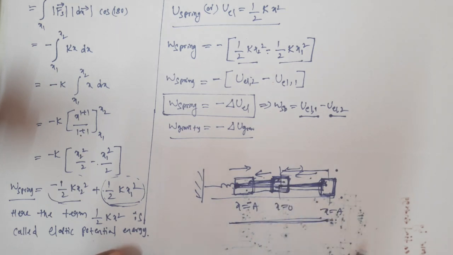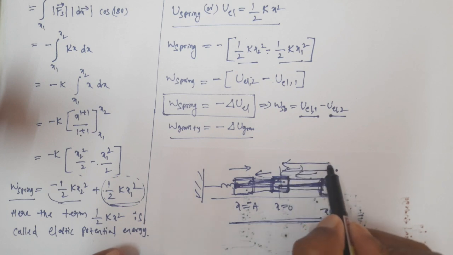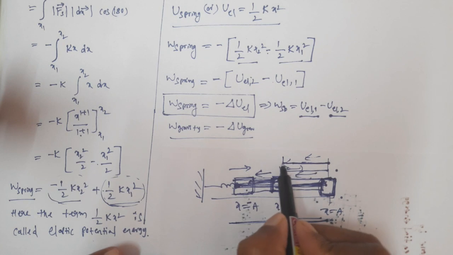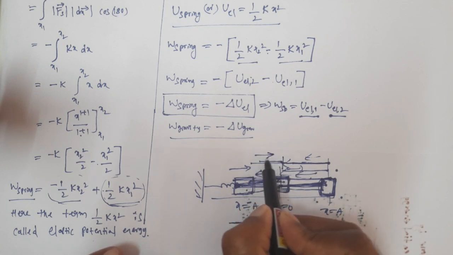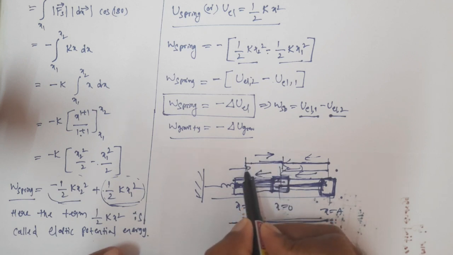And the third property: the work done by a conservative force along a closed path is equal to 0. Suppose the block is starting here and it is moving towards the negative extreme and coming back to the positive extreme. The whole work done by the spring is 0. The work done from here to here is positive, because the spring force is this way and the displacement of the object is also this way. But what about the work done from here to here? The block moves this way, but the spring exerts force in this direction. So from here to here the work done is negative.